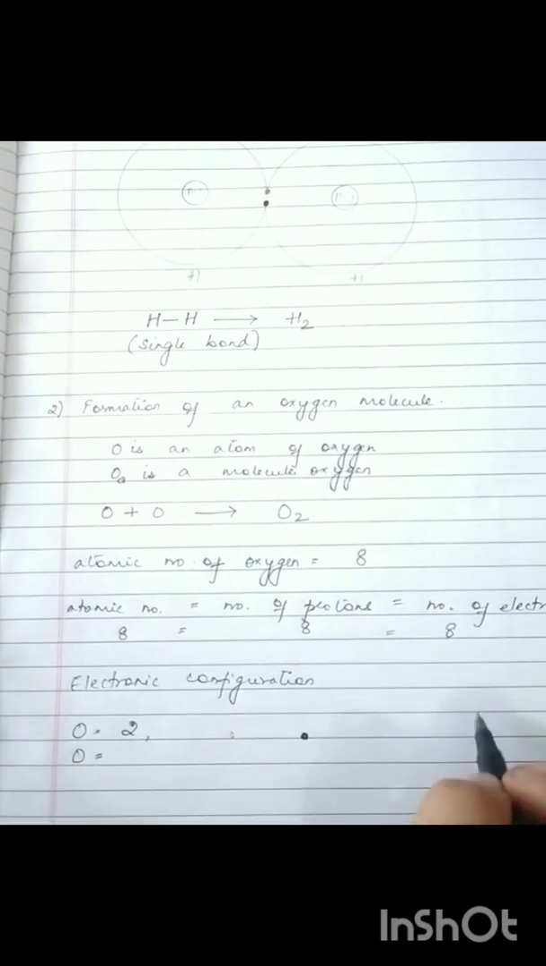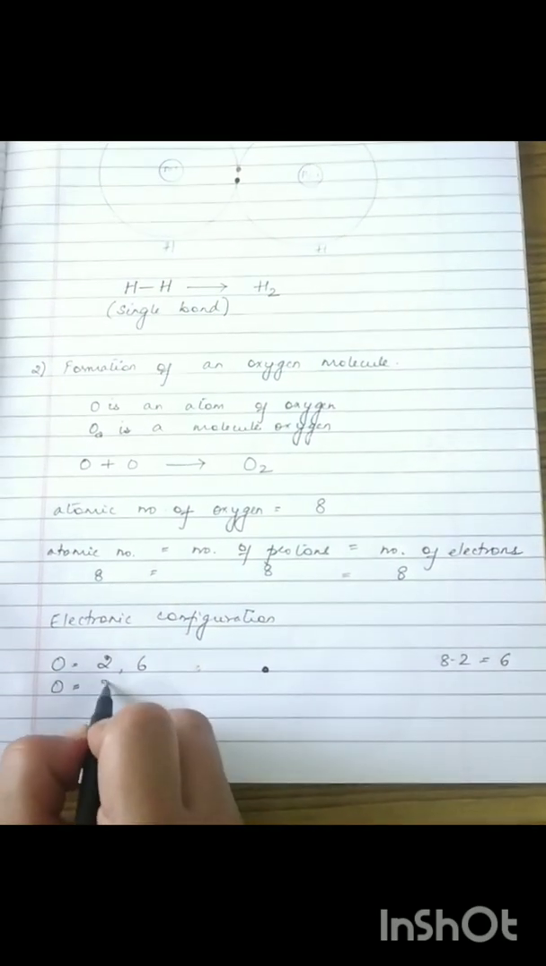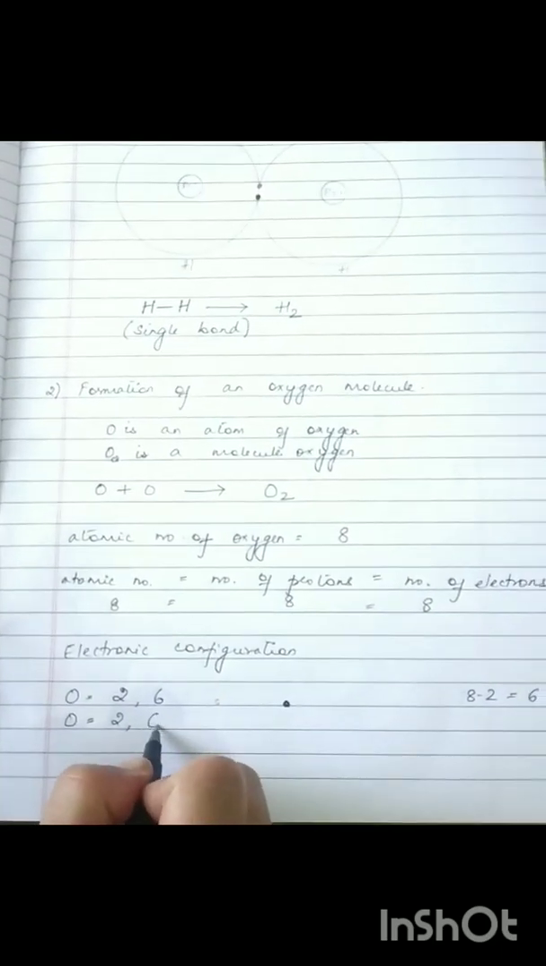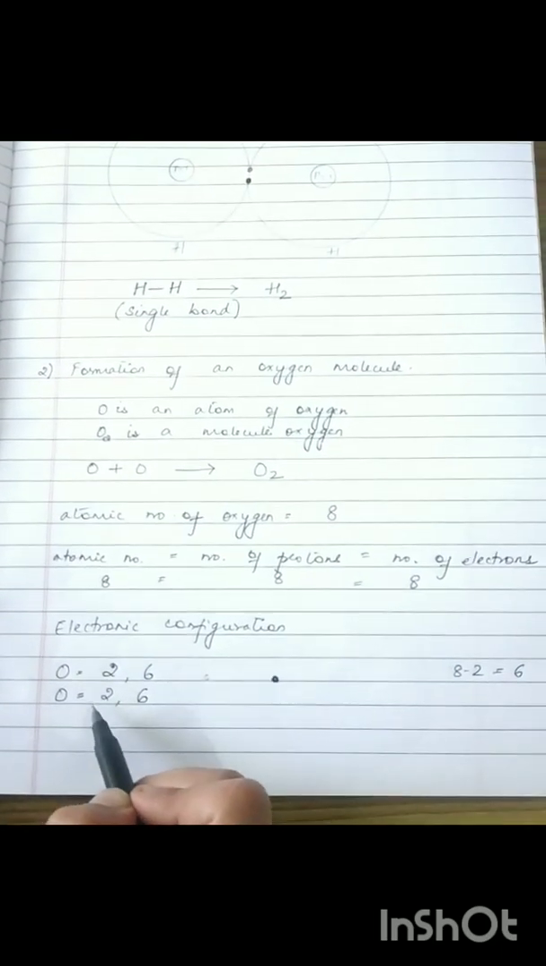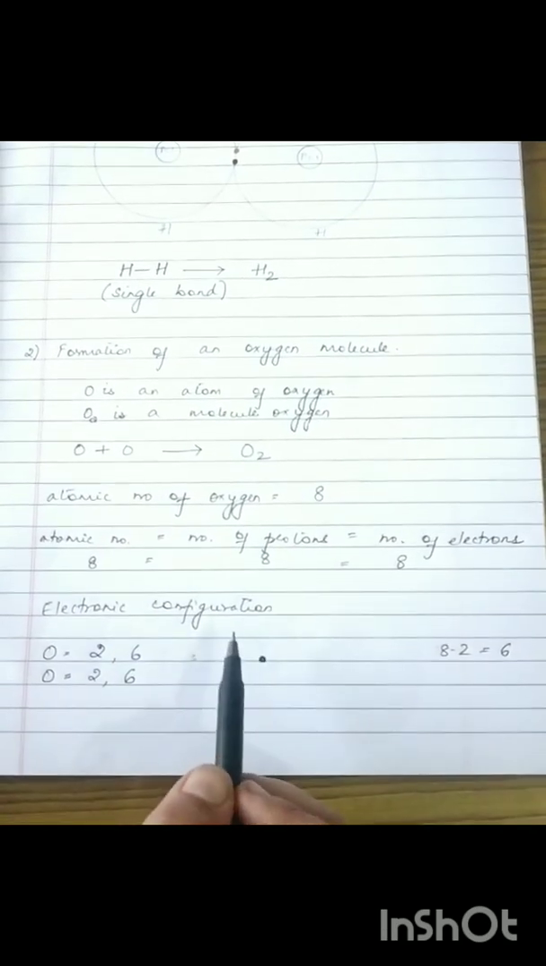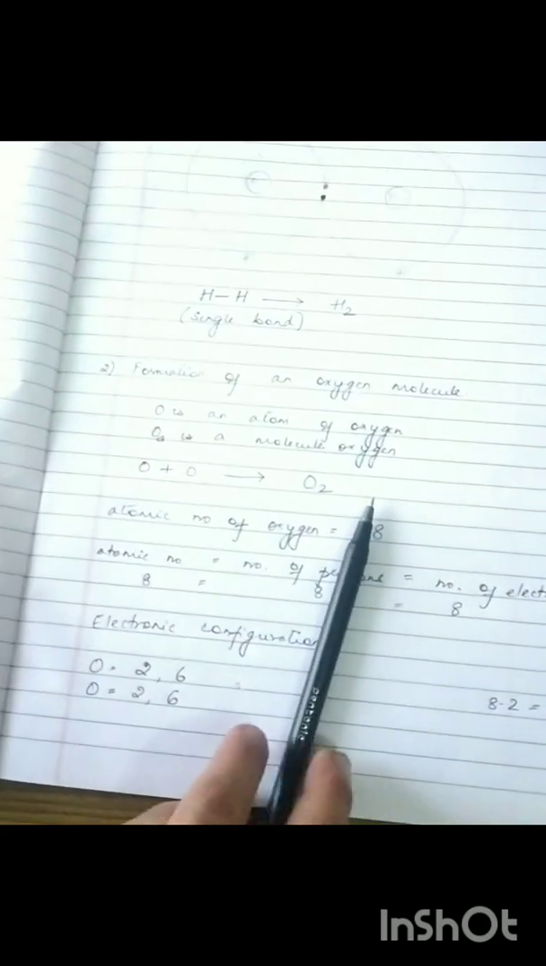Number of electrons is 8. And we have 2 oxygen atoms. First orbit, 2. So 8 minus 2 equals 6. So 6 in the second orbit. Same thing here, first orbit 2 and in the second orbit 6. First orbit can hold a maximum of only 2 electrons, and from the second orbit onwards it is a maximum of 8 electrons.